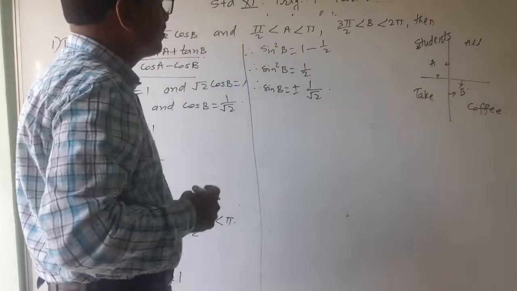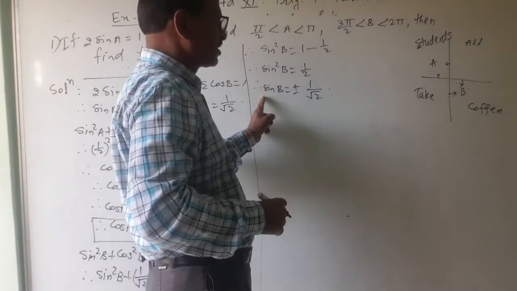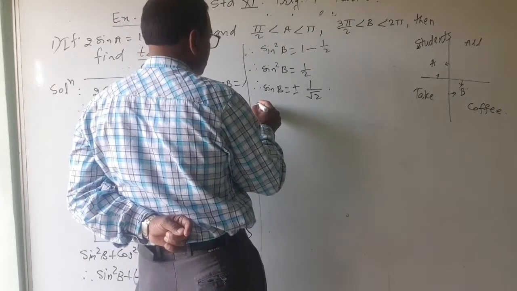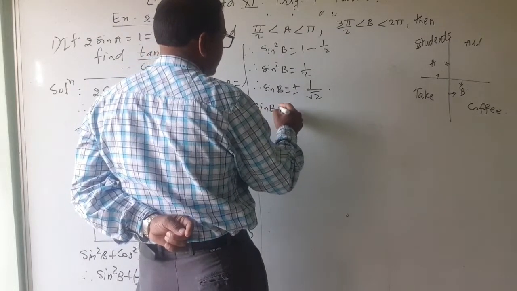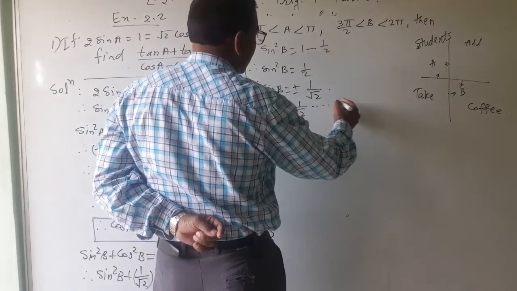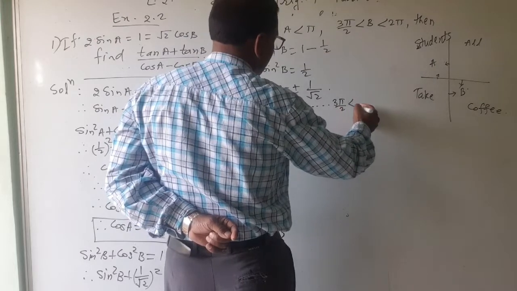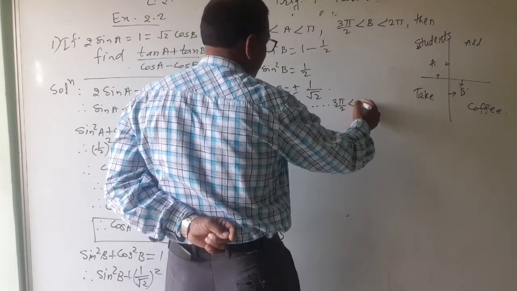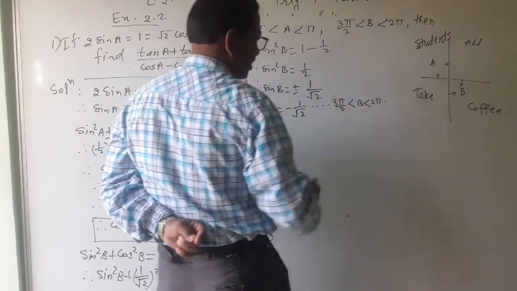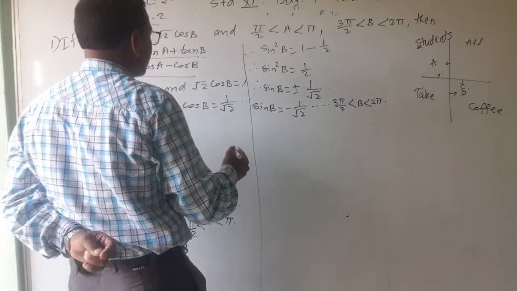Now where is the angle B lying? B is lying in the fourth quadrant. What am I searching for? Sine. So it will be negative. Sin B is equal to minus 1 upon root 2. The reason is angle B is less than 2 pi and greater than 3 pi by 2, which means B is in the fourth quadrant. Now what do I want?